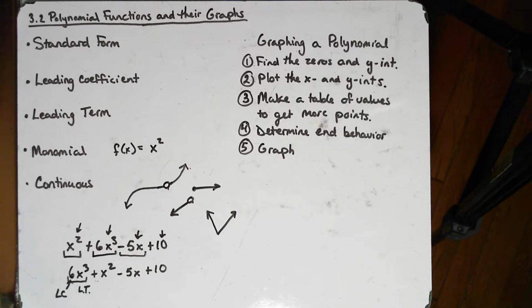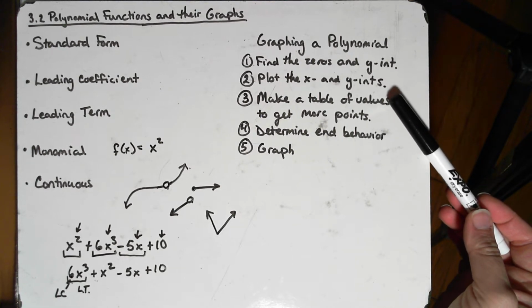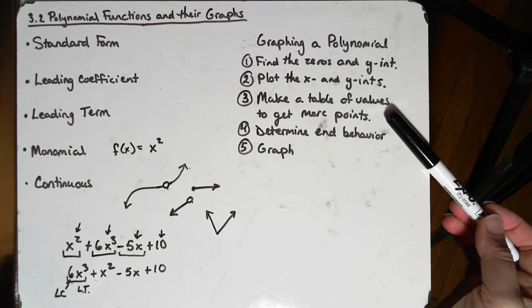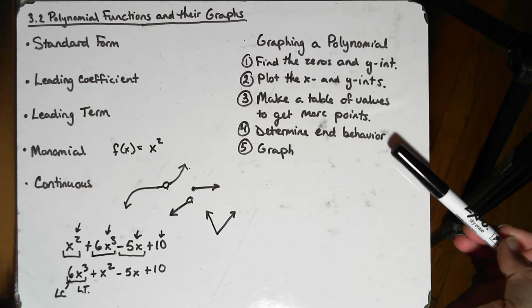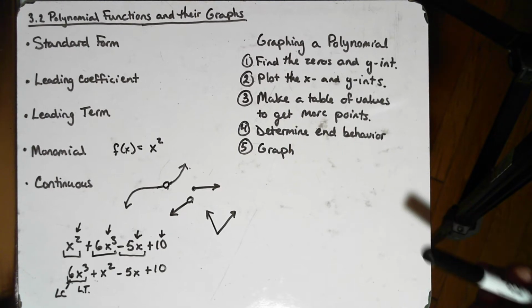Next, we're going to talk about how to graph a polynomial function. So I've basically set up 5 steps that I like to use for graphing a polynomial. The first step is to find the zeros and the y-intercept. Then we plot those on our graph. We make a table of values to get more points. And then we determine the end behavior and then connect everything to create our graph.